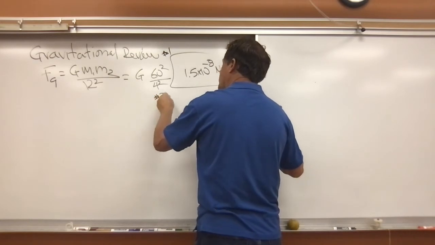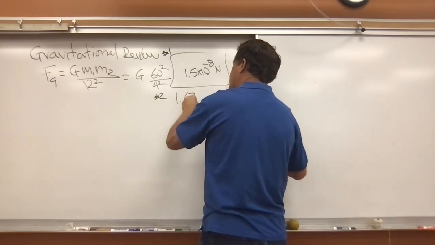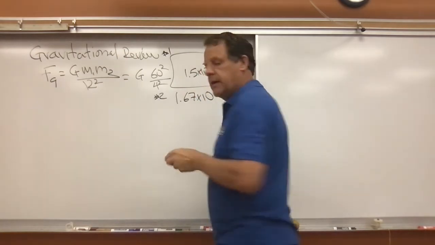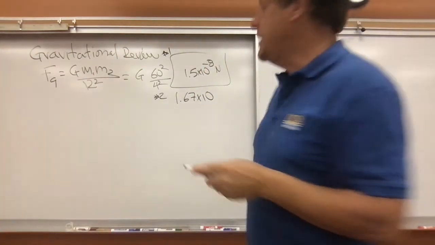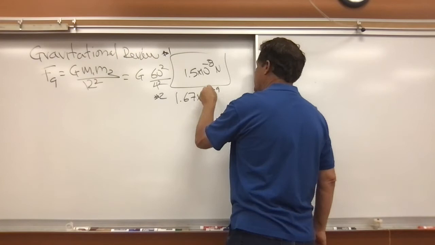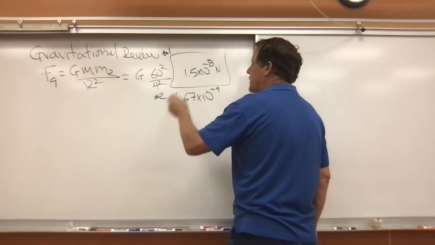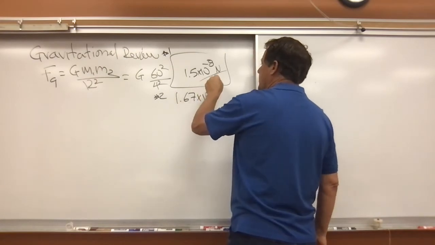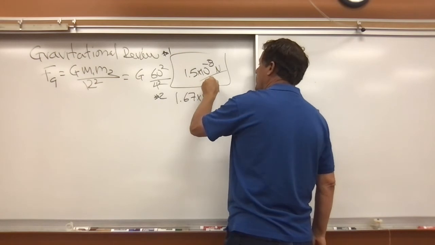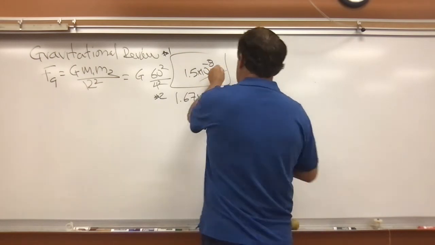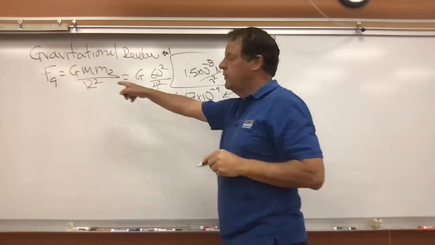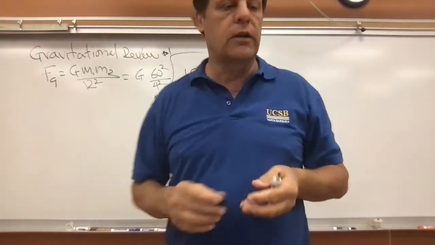Question number 2: 1.67 times 10 to the negative 9th. Because we're going to take this number divided by 3 squared, which is 9, and that's going to give us this because of the inverse square law.